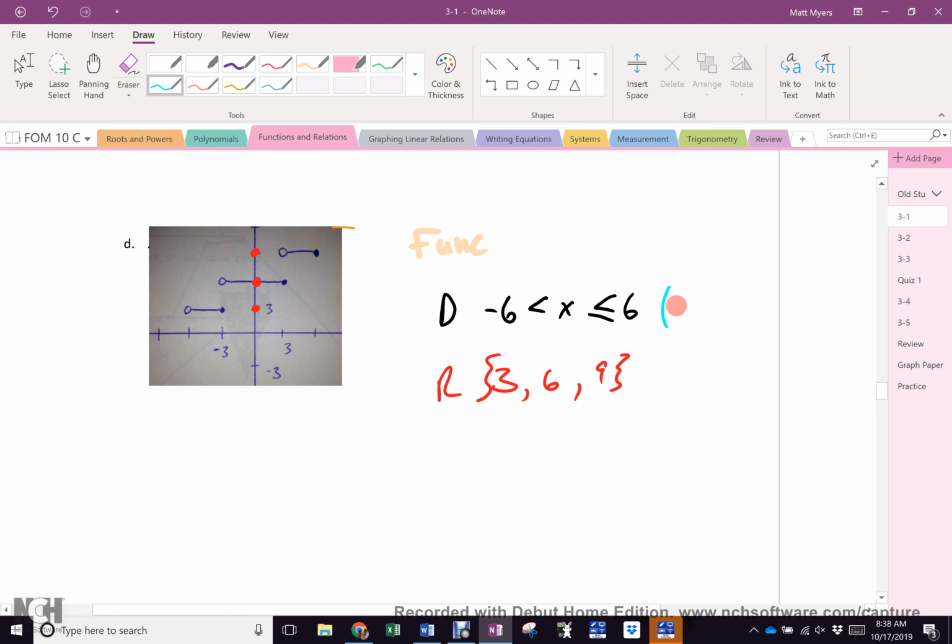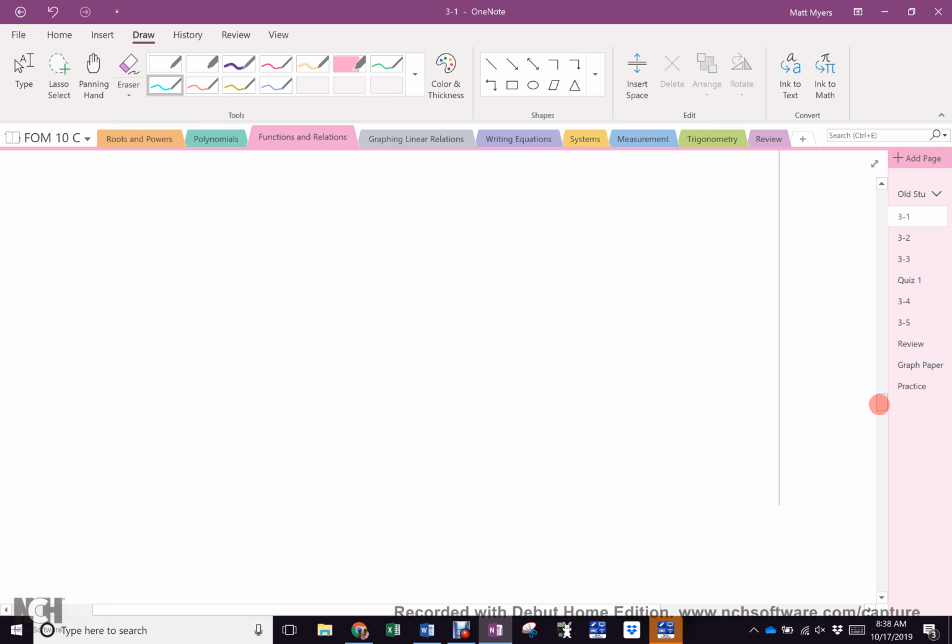Round, comma, 6, square. Can I do this guy as an interval? No. Why not? Because it's only 3 dots. The axis isn't colored in, is it? Everybody cool? All right. Now, what does that much white space mean?